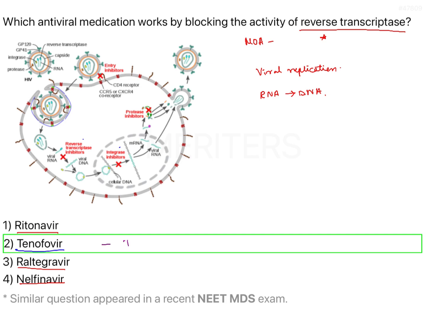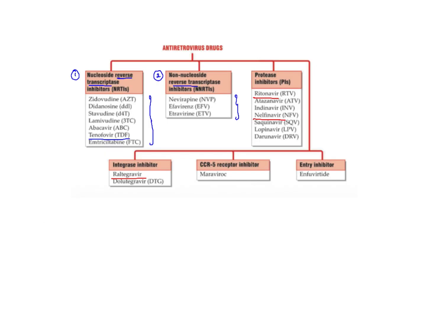So tenofovir is abbreviated as TDF, which is tenofovir disoproxil fumarate. This is a monophosphate nucleotide. Okay, this is not a nucleoside. In the category here, they've mentioned nucleoside, but this is a nucleotide. Okay, this is active against hepatitis B as well as HIV, both. This inhibits the HBV DNA polymerase as well as HIV reverse transcriptase.